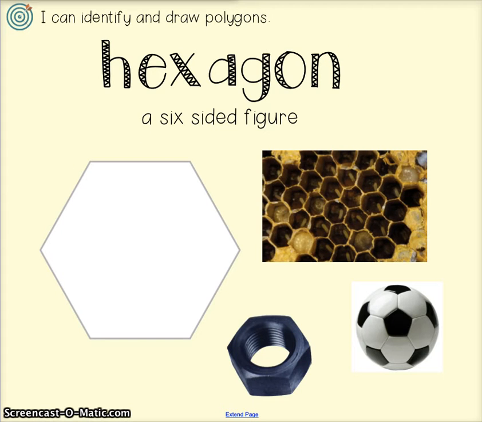Let's keep going. A hexagon. Hexa is another prefix, and hexa means 6, a 6-sided figure. So if I start counting, I have 1, 2, 3, 4, 5, 6 sides, okay? Every 6-sided figure will be called a hexagon. Here is an example of a hexagon. This washer is a hexagon. And also on a soccer ball, all of the white parts of the soccer ball are hexagons. So every soccer ball is made up of hexagons and pentagons.